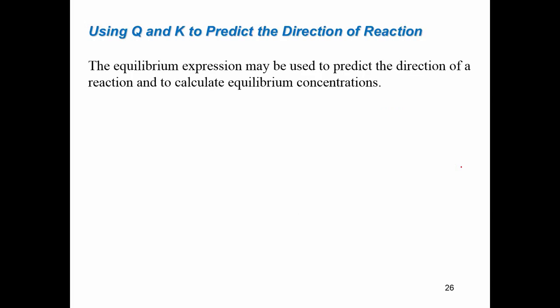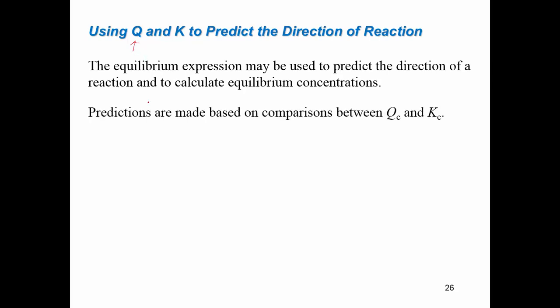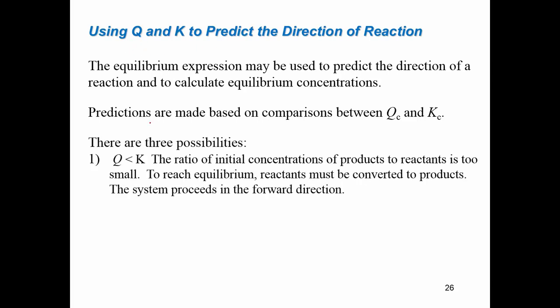Now also remember the difference between Q and K. Q is going to be at any one moment, so we're going to know our concentrations there. And K is the general constant, the value given. So we have three possibilities when we're looking at a comparison between Qc and Kc. If Q is less than K, then the initial concentrations of the products are too small, and in order to reach equilibrium, the reactants must be converted to more products. So the system will proceed in the forward direction.